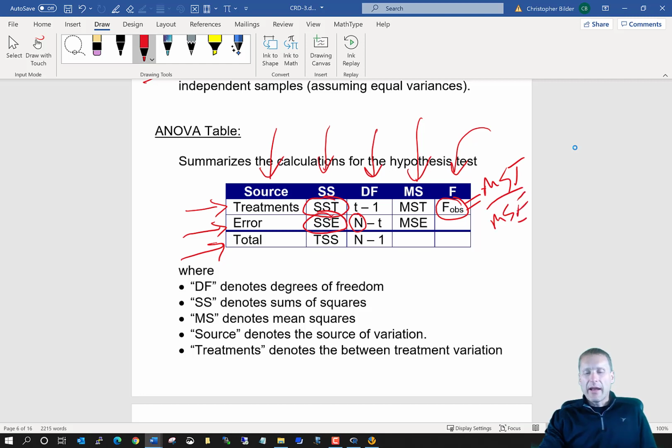Now you might be wondering, hey, Chris, you have all these empty cells in the table. Why aren't you putting anything there? Well, this is just the standard way that we typically write the table. If we were to take, let's say, TSS divided by N minus 1 and put it there, it doesn't really give us any meaningful information. So that's why you don't see those cells of an ANOVA table filled.